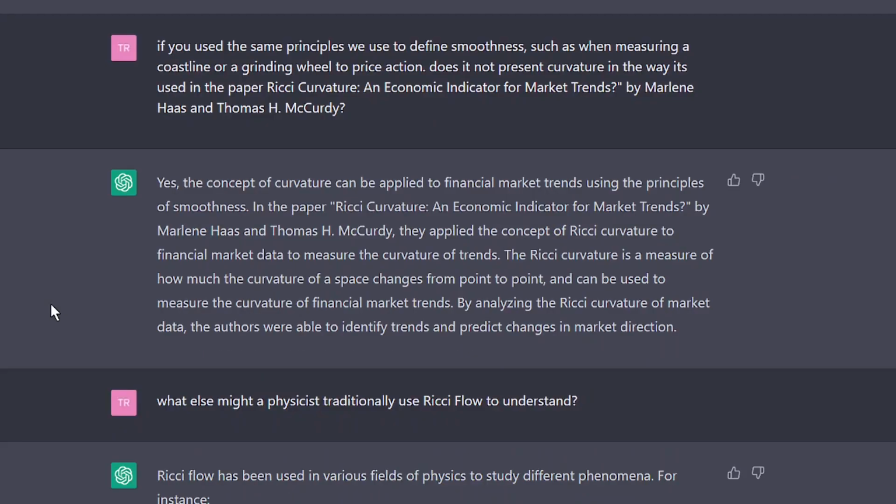Yes, the concept of curvature can be applied in financial markets trends using the principles of smoothness. In the paper Ricci curvature, an economic indicator for market trends by Marilyn Haas and Thomas H. McCurdy, they applied the concept of Ricci curvature to financial market data to measure the curvature of trends. The Ricci curvature is a measurement of how much the curvature of space changes from point to point and can be used to measure the curvature of financial market trends. By analyzing the Ricci curvature of market data, the authors were able to identify trends and predict changes in market direction.